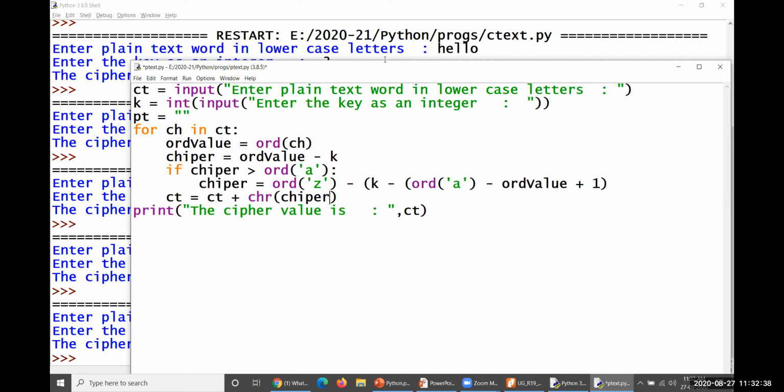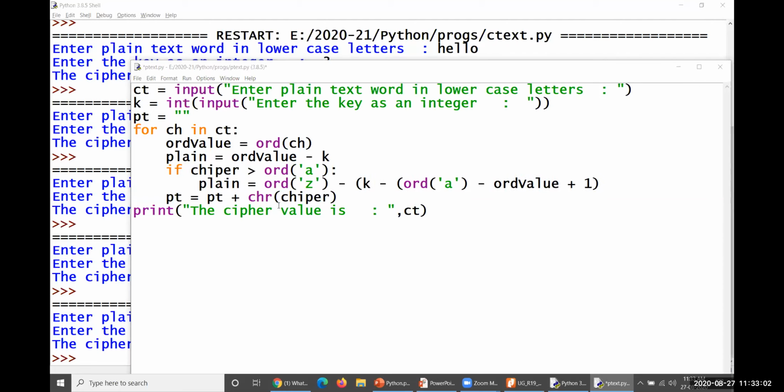Then, sorry, it is not ciphertext, it is plain text. Plain text will be equal to plain text plus whatever cipher value you have with you. Here also you could take it as plain. Then you have to provide the output as PT. Let me save this for a while and run this program one more time.